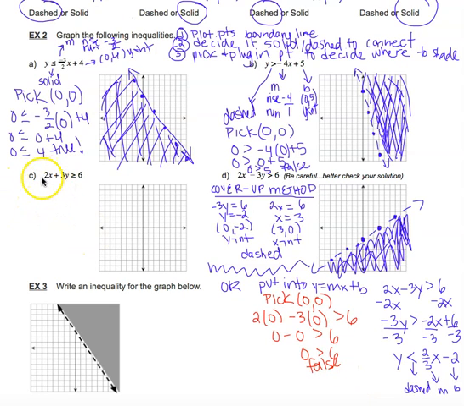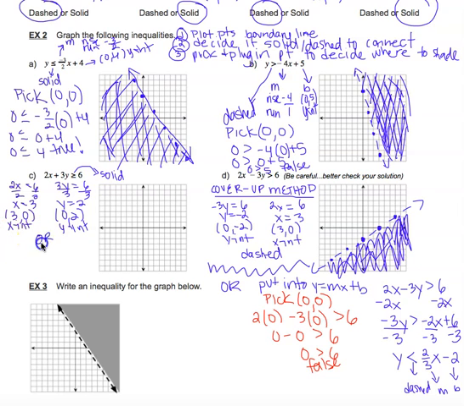All right, so if you were using the cover-up method, then you have 2x equals 6, divide by 2, x equals 3, so your x-intercept is (3, 0). Then when you cover the x's instead, you get 3y equals 6, divide by 3, y is 2, so (0, 2) would be your y-intercept. So y-intercept here, x-intercept here. And this tells me that I should have a solid boundary line on this guy.